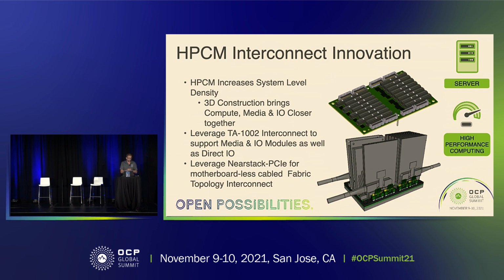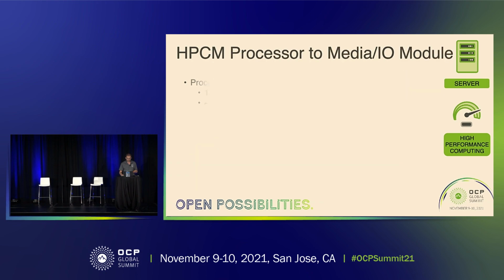And we leverage this TA1002 interconnect standard, which is being adopted everywhere, which is fantastic. And we can leverage Nearstack. We've got the Nearstack PCI from motherboardless cabled fabric for the topology interconnect. And they're the ones on the corners. On the 2 edges, they're the Nearstack connectors. They're slightly more dense than the TA1002s for the topology routing.